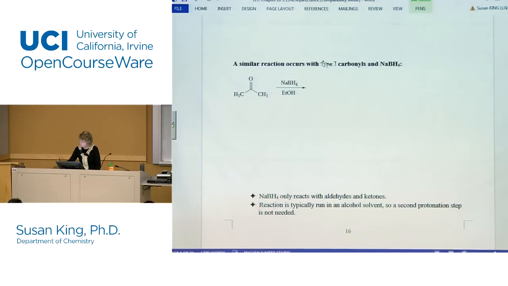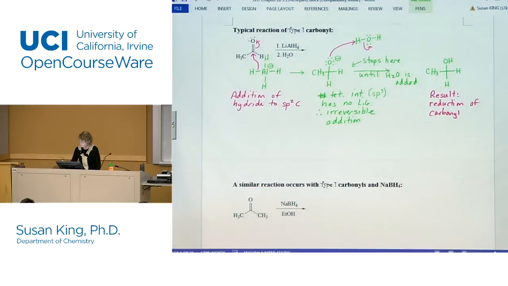How do we know it's a reduction? We lose the carbon-oxygen bond and gain a carbon-hydrogen bond. So we talked about how to figure out whether you have an oxidation or reduction. That was back in chapter 12, so if you don't remember that, you can take a look. Okay, so therefore, a reduction.